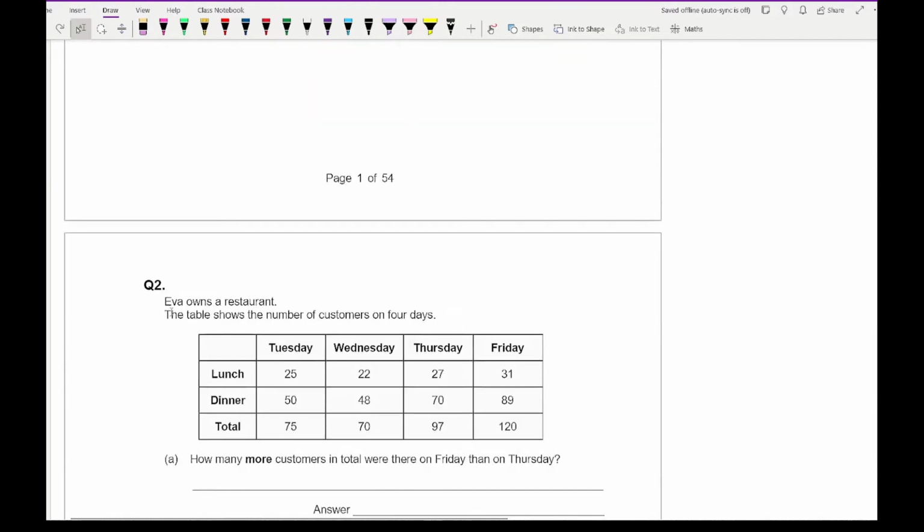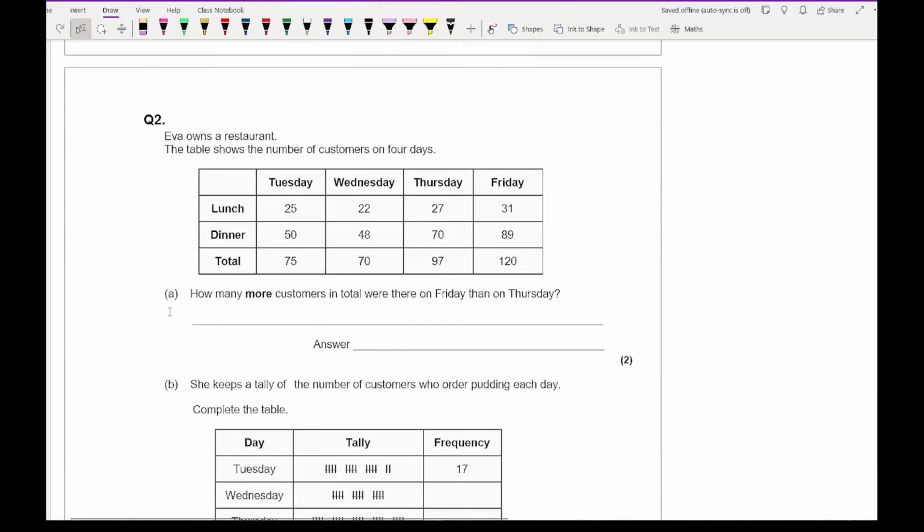Then moving on to question 2, it says that Eva owns a restaurant. The table shows the number of customers on 4 days. So here we've got Tuesday, Wednesday, Thursday and Friday, and the lunch and dinner, and we've got a total column as well. So looking at question 8, it says how many more customers in total were there on Friday than there were on Thursday.